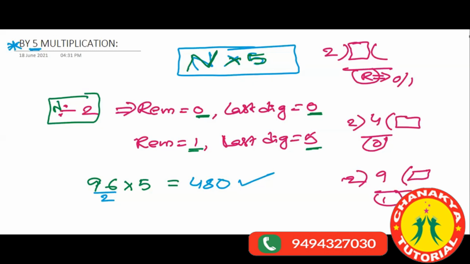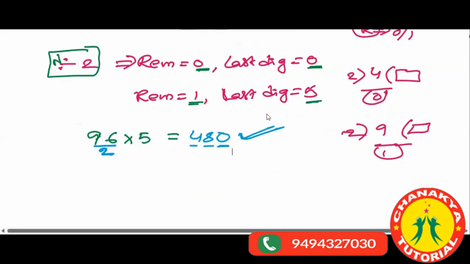Actually, the given question is 96 into 5, but we are not multiplying that number by 5. We are dividing it by 2, and we got the quotient 48 and the remainder 0. If the remainder is 0, simply keep the last digit 0. That is our answer. Understood? Yes, sir. Let me give one more example.